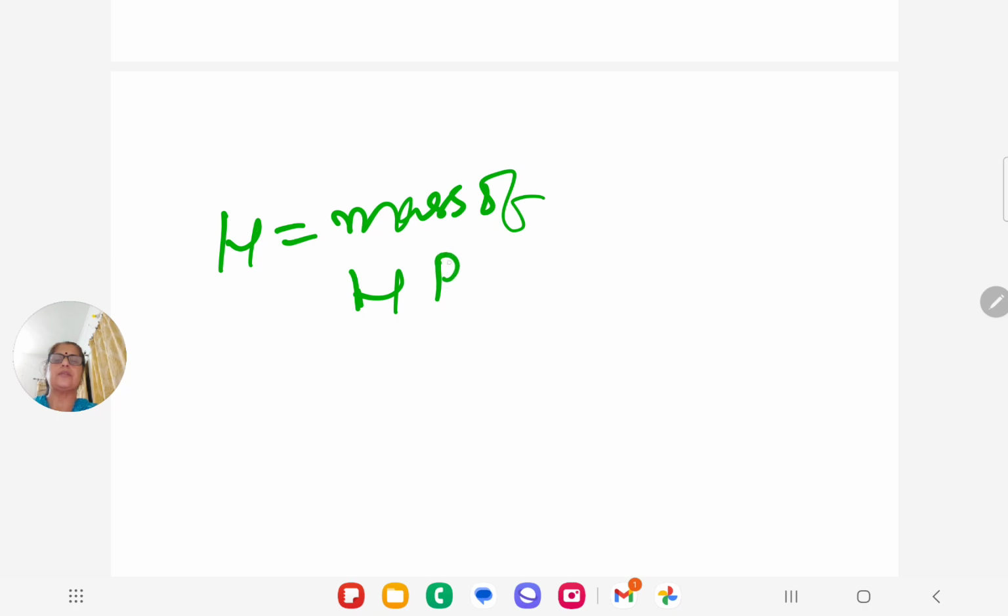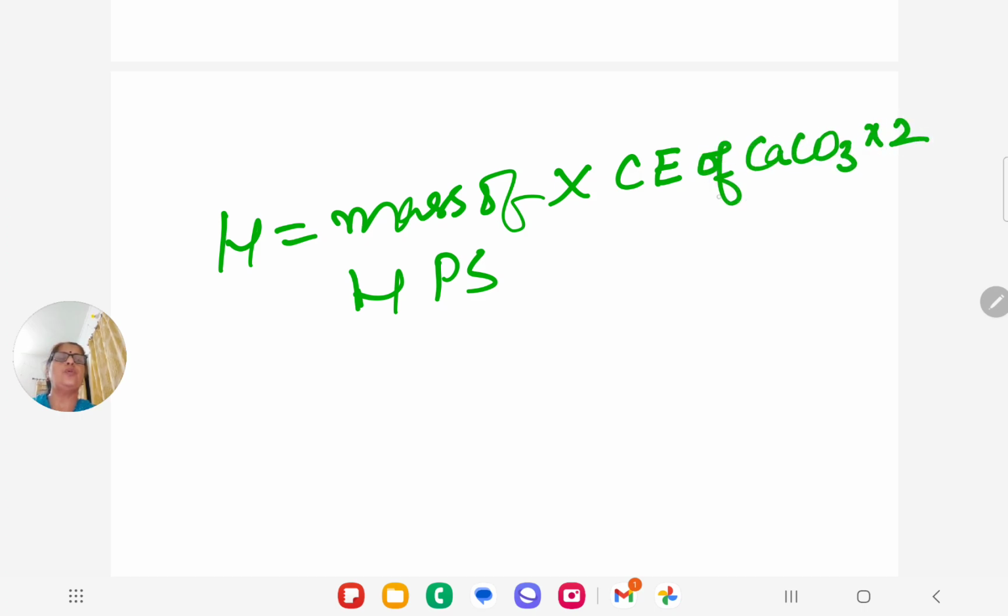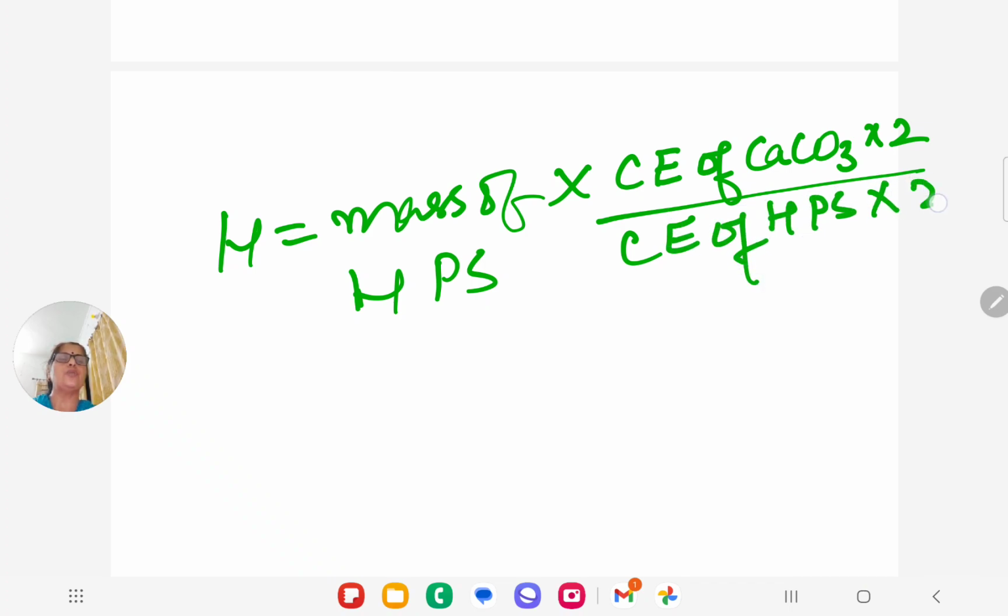Hardness can be calculated by a formula: mass of hardness producing substance multiplied by chemical equivalent of CaCO3 into 2, divided by chemical equivalent of hardness producing substance into 2. Chemical equivalent or equivalent weight is exactly the same, a synonym, and this term is known as the multiplication factor. How can this multiplication factor be remembered?